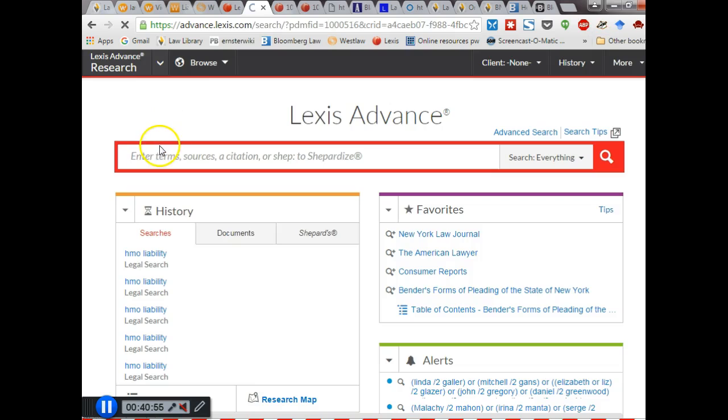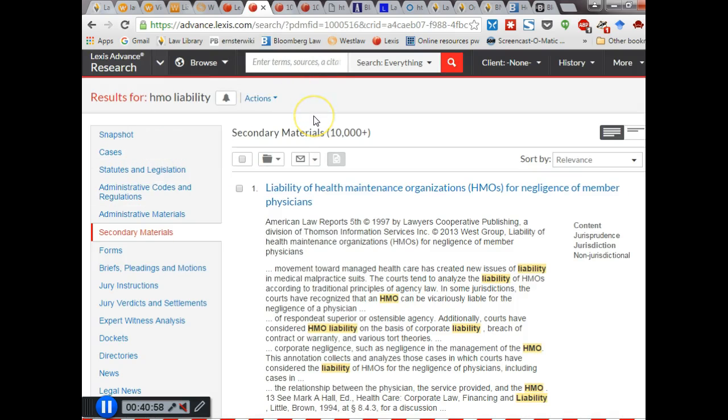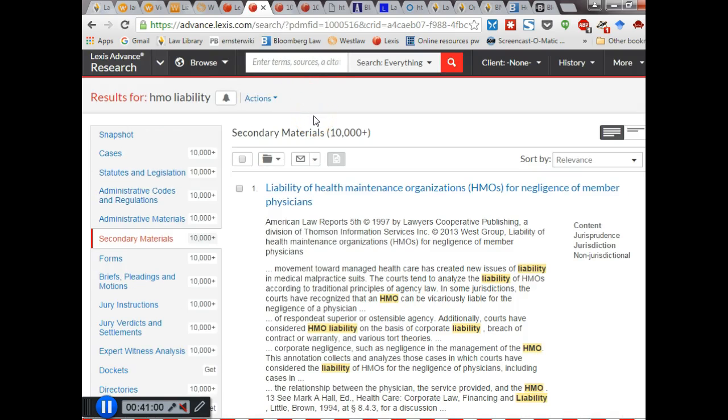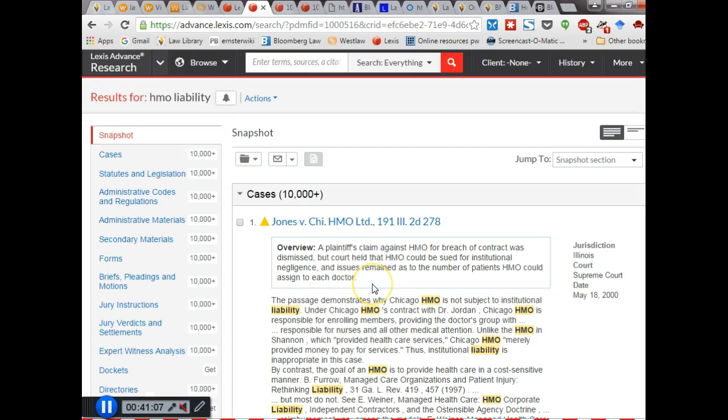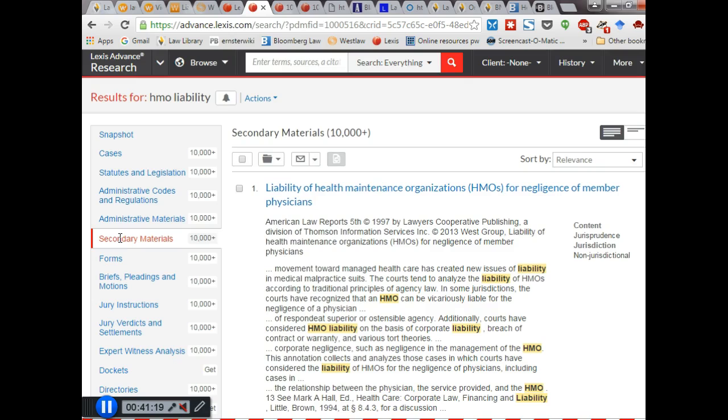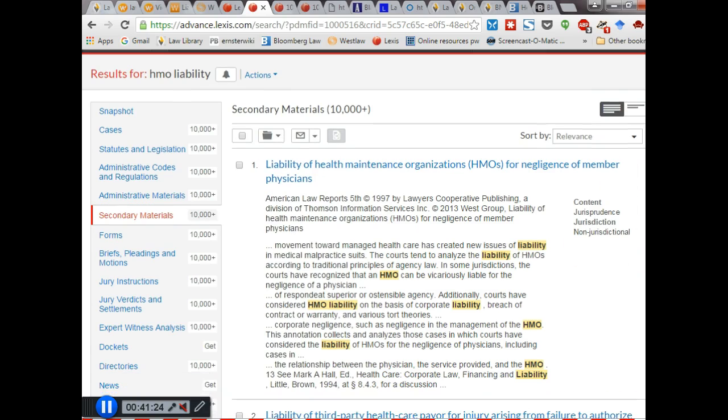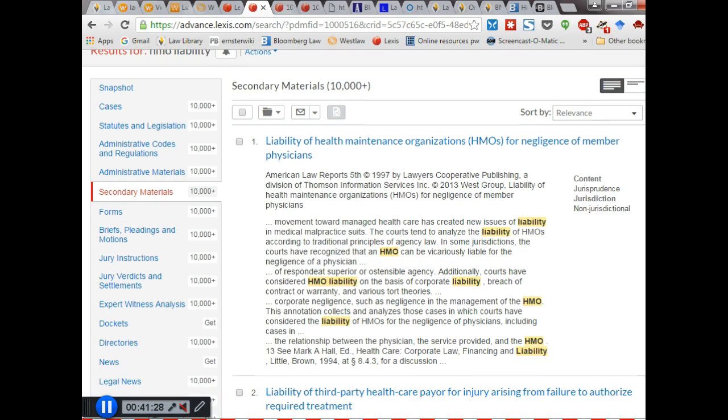So if I were to type in HMO liability, actually the results I would get would look like this. And all I would do is I would use the filters on the left, like an Amazon search. I mean, you've all been searching Lexis and Westlaw, so you know what these look like. So I'd use the filter. I know I want secondary materials because I know that's where I want to start because I don't know anything about HMO liability. I may or may not know to start with ERISA and preemption.